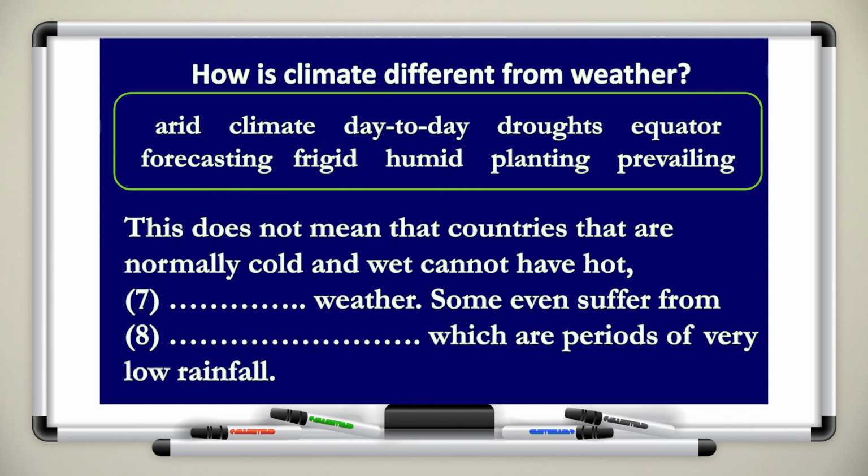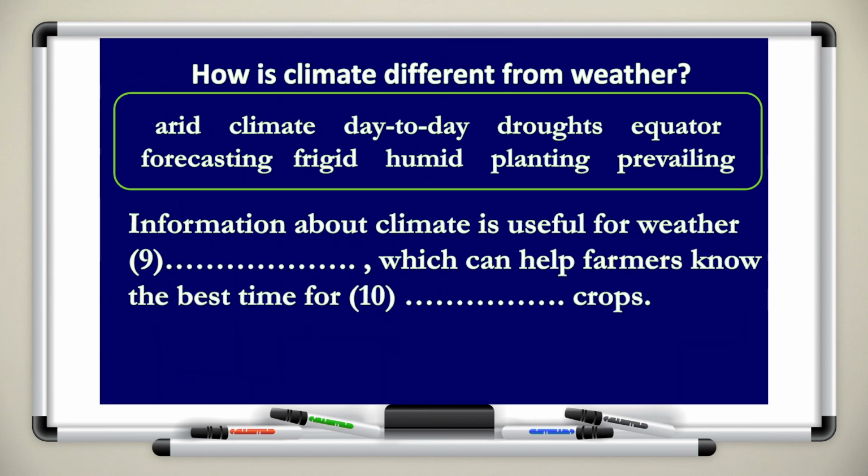This does not mean that countries that are normally cold and wet cannot have hot, arid, dry weather. Some even suffer from droughts, which are periods of very low rainfall. Information about climate is useful for weather forecasting that can help farmers know the best time for planting crops.